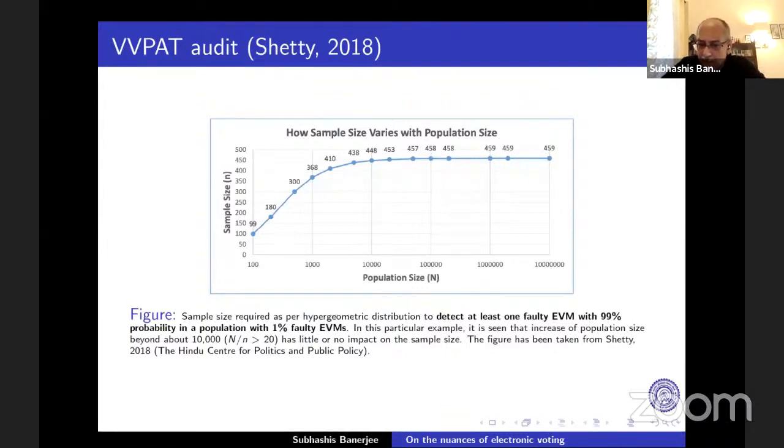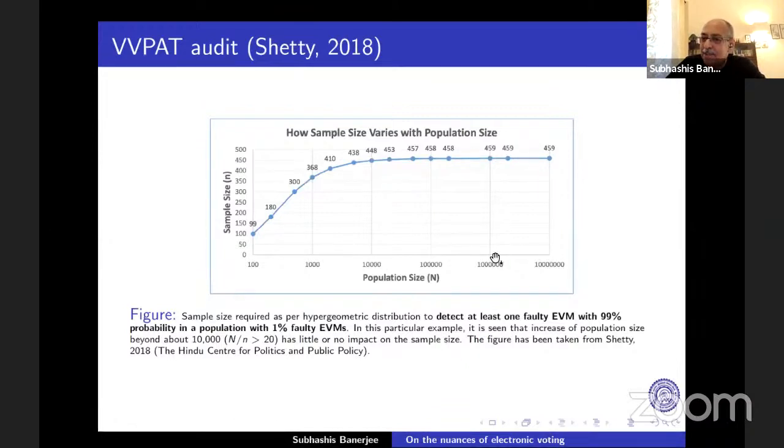Now, this is problematic for the following reason. So where did the 2 statisticians, Abhay Bhatt and Karandikar, come from? They took this figure. They said 478 are sufficient. So clearly they used the hypergeometric distribution. They took the actual number of EVMs deployed, which is a little more than 10 lakh.